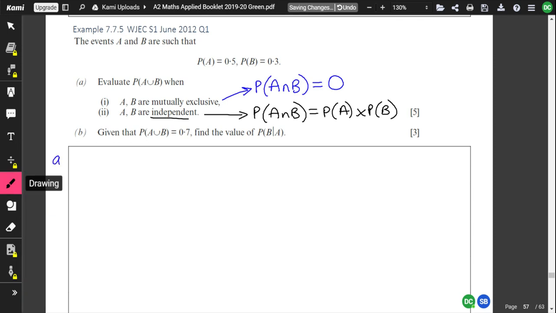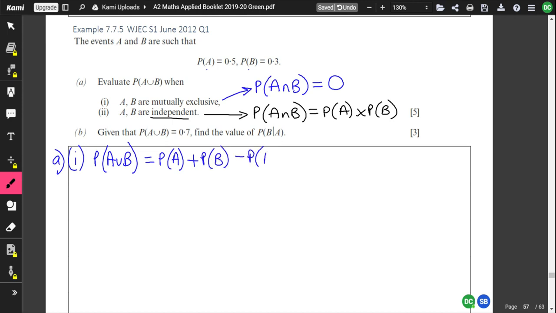So let's go back to part A, part 1. We're trying to find the probability of A or B, A union B. We've been given the probability of A, we've been given the probability of B, and we know something about the intersection. So this means we should use the addition rule, which is given in the Edexcel formula book.